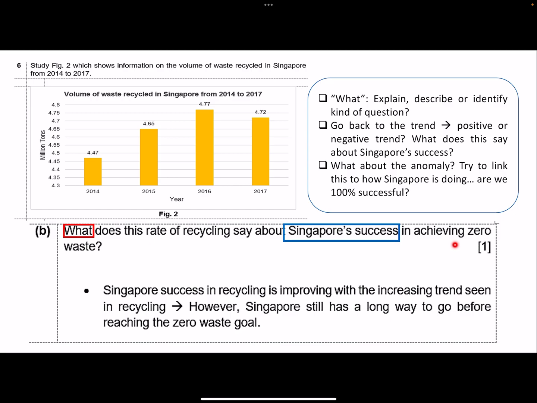So this shows that while identifying the general trend, you are able to also identify the subtle trend. Okay, but the general trend is the most important one. So looking at it, it's generally increasing. So it's fair to say that it is successful. Okay, what are the other evidence that you can choose to give? You can talk about 4.72 million tons is a lot of trash. So this is rather successful as well.